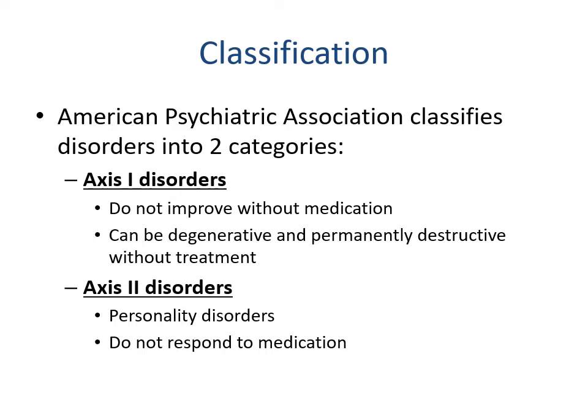Looking at the broad umbrella, the American Psychiatric Association classifies disorders into 2 major categories: Axis 1 and Axis 2. Axis 1 disorders typically do not improve without medication. These can be degenerative and permanently destructive without treatment, versus Axis 2 disorders, which are personality disorders, and they do not respond to medication. That is just to say that you are who you are, and whatever causes this to happen, or whatever development in the brain, there's no going back. You is who you is, and that's just the way it is.